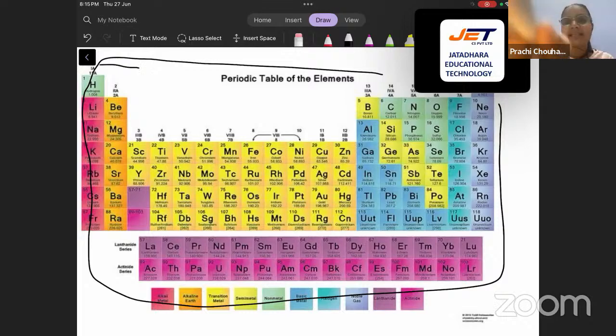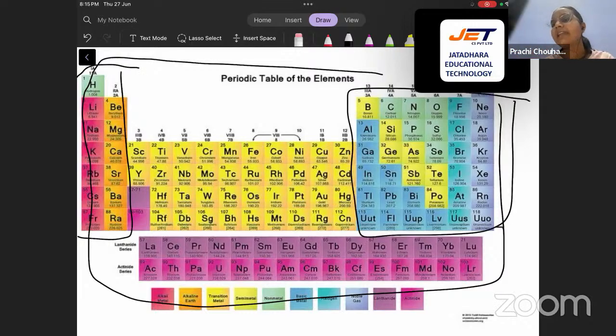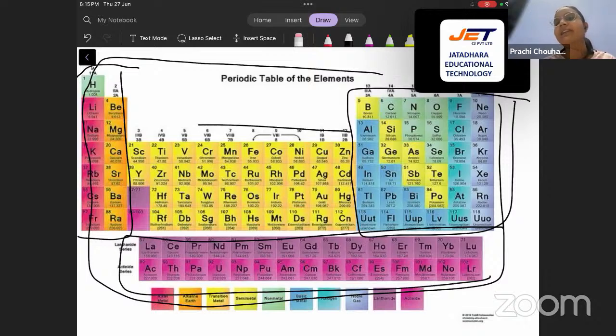Starting from this is S block. I'll also learn about the P block, the F block, and the D block. And all these things I'll tell you slowly, in small steps, right? We'll see what are the things that we will be learning about.